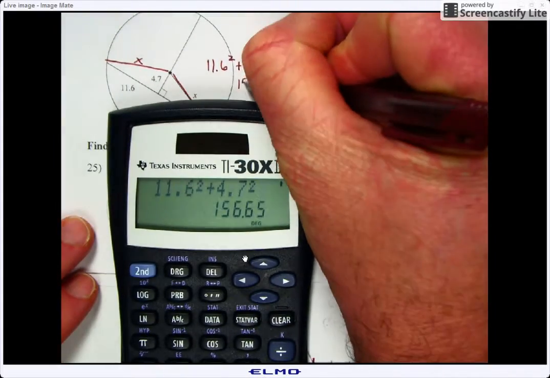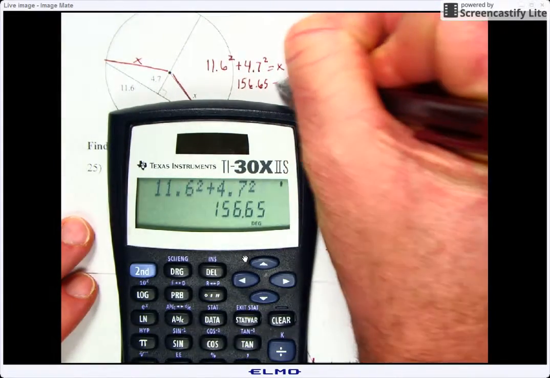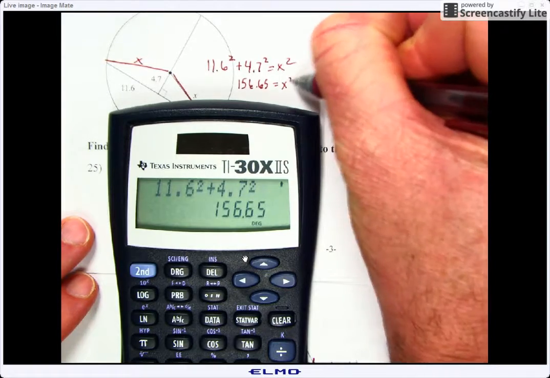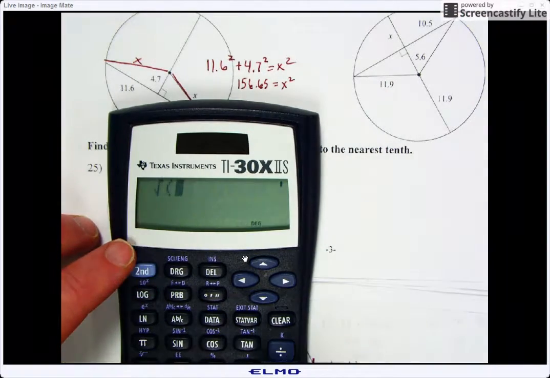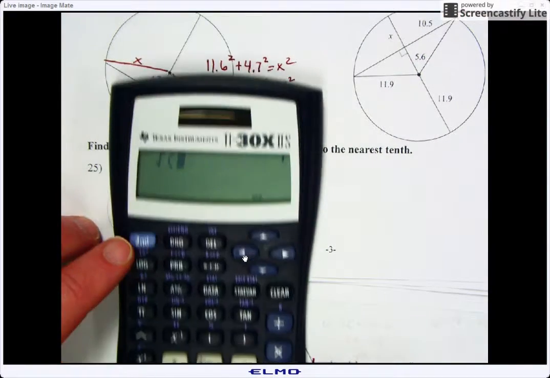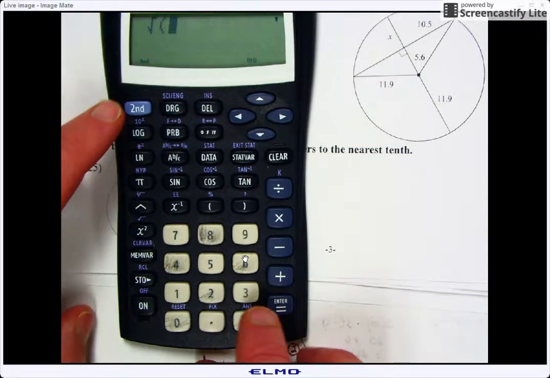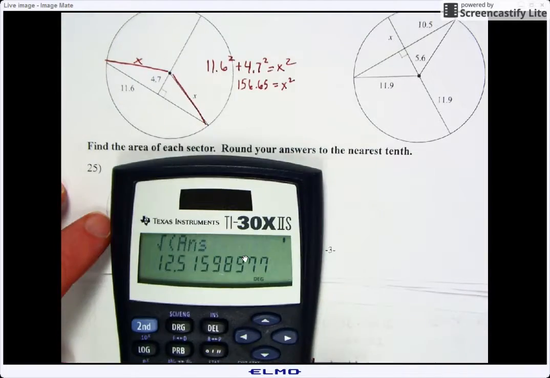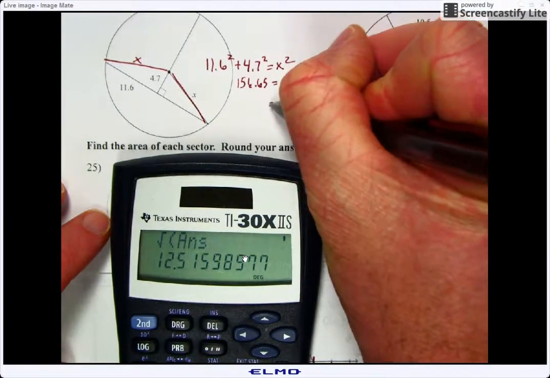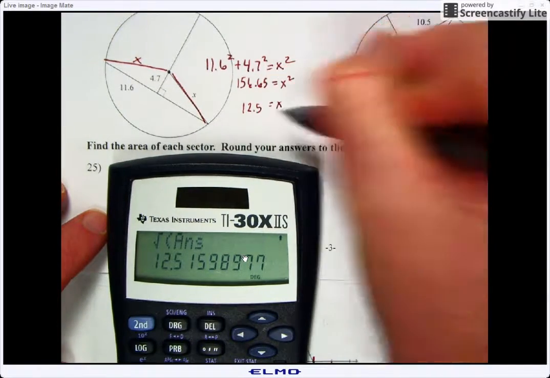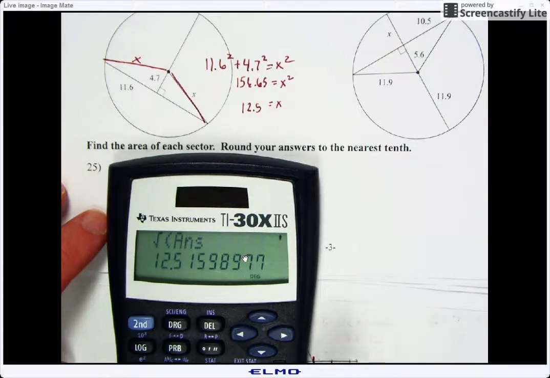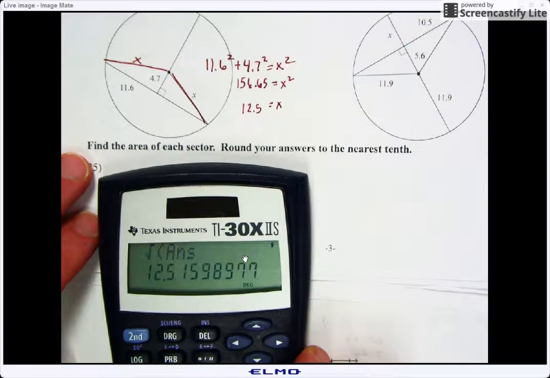So that's 156.65 equals X squared. Take the square root of, if you get really tricky, you can take the square root of the answer, whatever's stored in there, but you don't have to get that fancy. 12.5. X is what we're finding, so there's no further step needed.